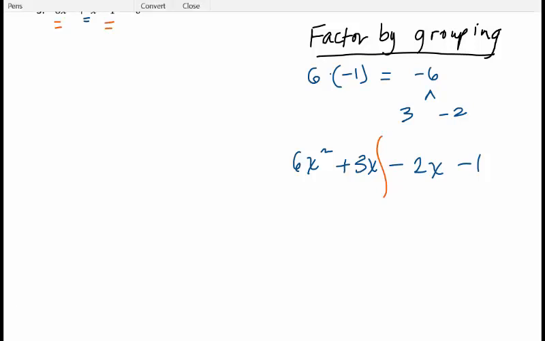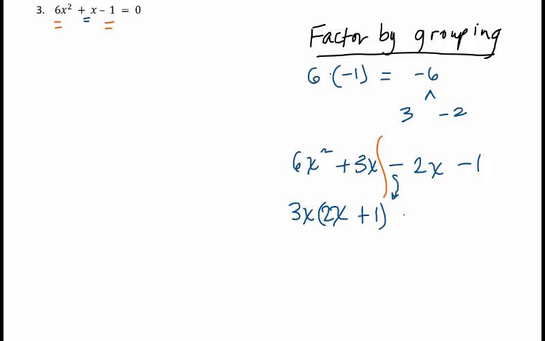Factor out the greatest common factor from the first two terms, and that would be 3x. And then we're left with 2x plus 1. And then whatever that next sign is, bring it down. And we see that they don't have any common factors other than 1, so negative 1 is what we're going to pull out. And then we are left with 2x plus 1.